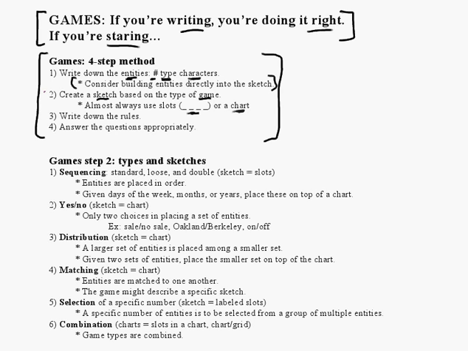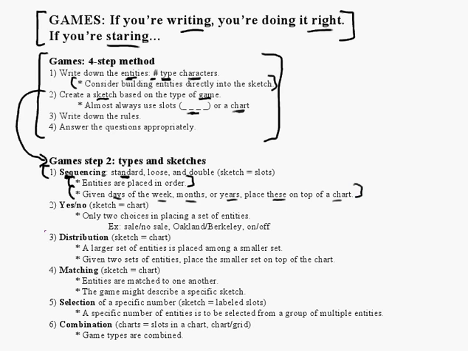What I'd actually like to do from step two is go down to here, where it says game step two, types and sketches. What I showed you was a sequencing game. That was in the first game, and I would call it somewhat of a standard game. That's where entities are placed in order. By the way, when you're given days of the week or months or years, sometimes you want to place these on top of a chart.